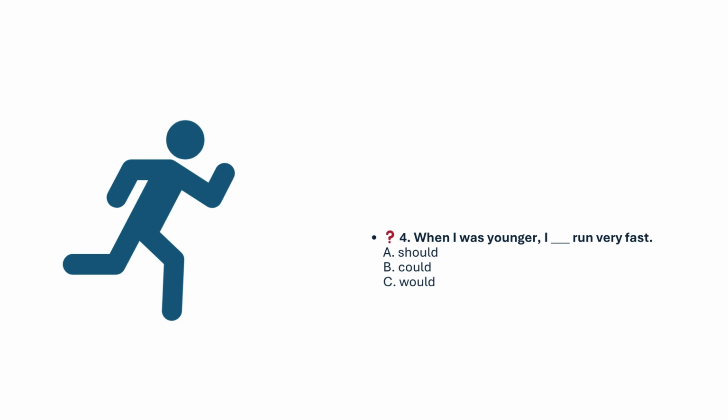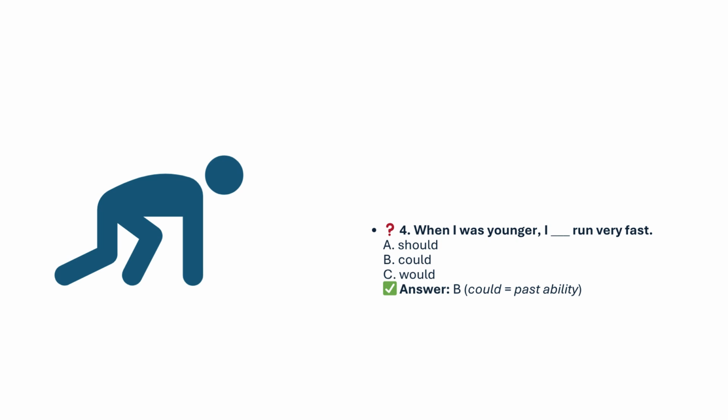And the fourth question is, when I was younger, I blank run very fast. Option A is should, option B is could, option C is would. What do you think is the correct answer? You're right. Answer is B, because it's talking about past ability. When I was younger, I could run very fast.